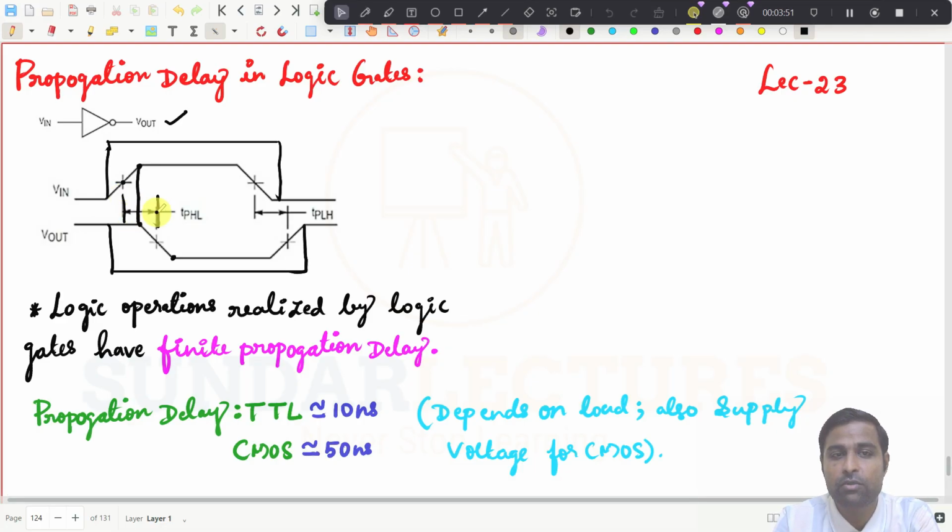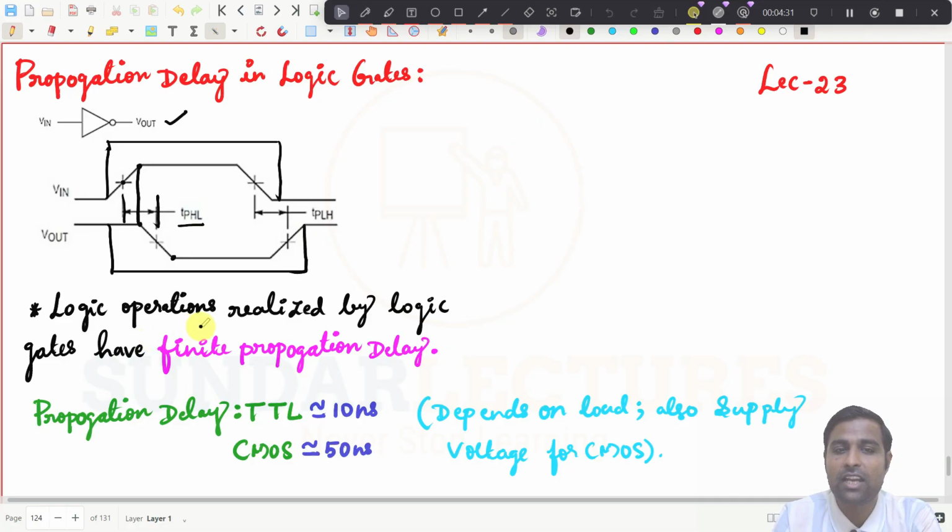So from this point to this point, I am considering it to be TPHL. And what is this TPHL? This is the propagation delay from high to low. This is happening here, and then from this point to this point, again there is a delay. The output is not 1 at this instant. Actually it has to be 1 at this instant, but it happens at this point. So this period we generally call TPLH, the propagation delay from low to high.